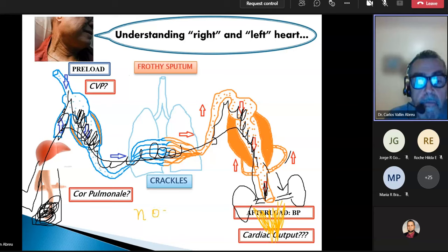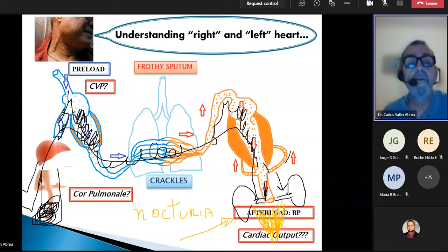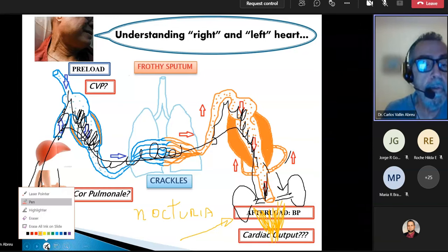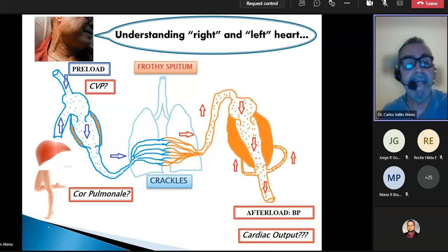What is nocturia? Nocturnal urea. Nocturnal is night, and urea is peeing, is urine, no? Nocturia is when you are peeing more than normal, more than usual during the night. So nocturia, because of the reabsorption of the liquid that is pooled in the lower extremities during the night in right heart failure, is a manifestation of right heart failure.